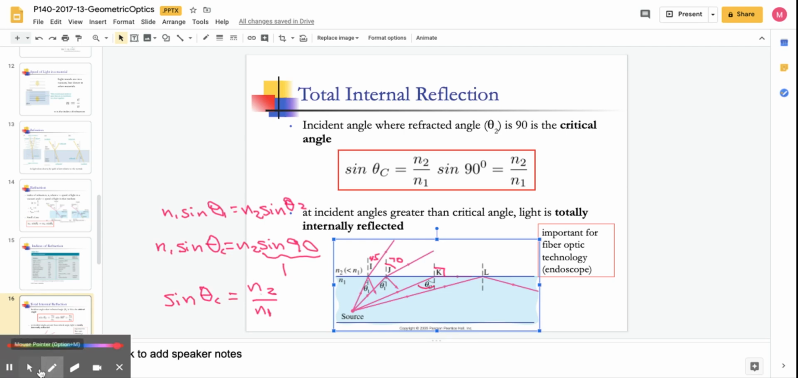And where is this important? Well, anywhere where we're using something like fiber optic technology or an endoscope, things like that, where we want to direct our light and have it stay inside a tube.